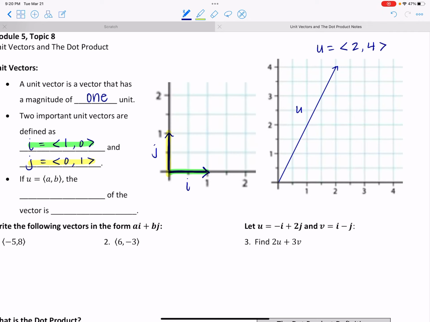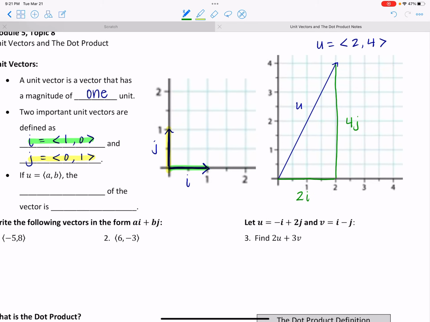Now in terms of our unit vectors, that means I'm going 2 of those unit vectors along the horizontal axis, and I'm going 1, 2, 3, 4 of those unit vectors along the vertical axis. So this vertical distance here is like 4 of the j's that we defined over there, and this horizontal distance is like 2 of the i's that we defined over there. So another way to describe this vector, again, is in what we call ij form. We could say that u is equal to 2i plus 4j.